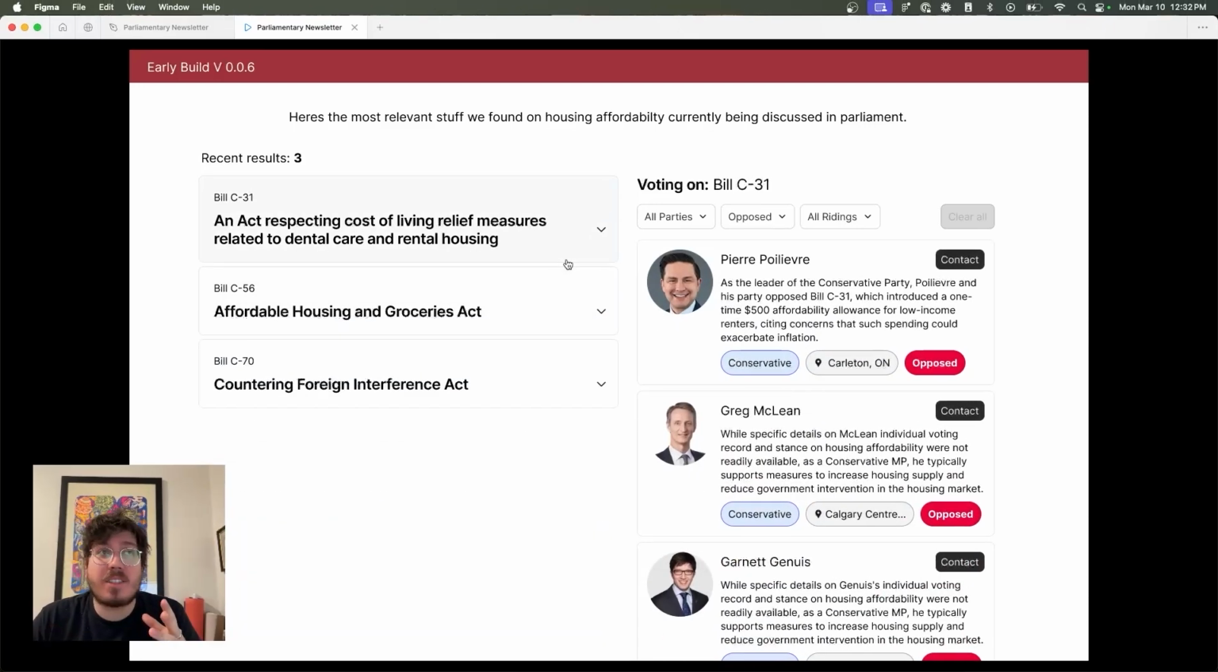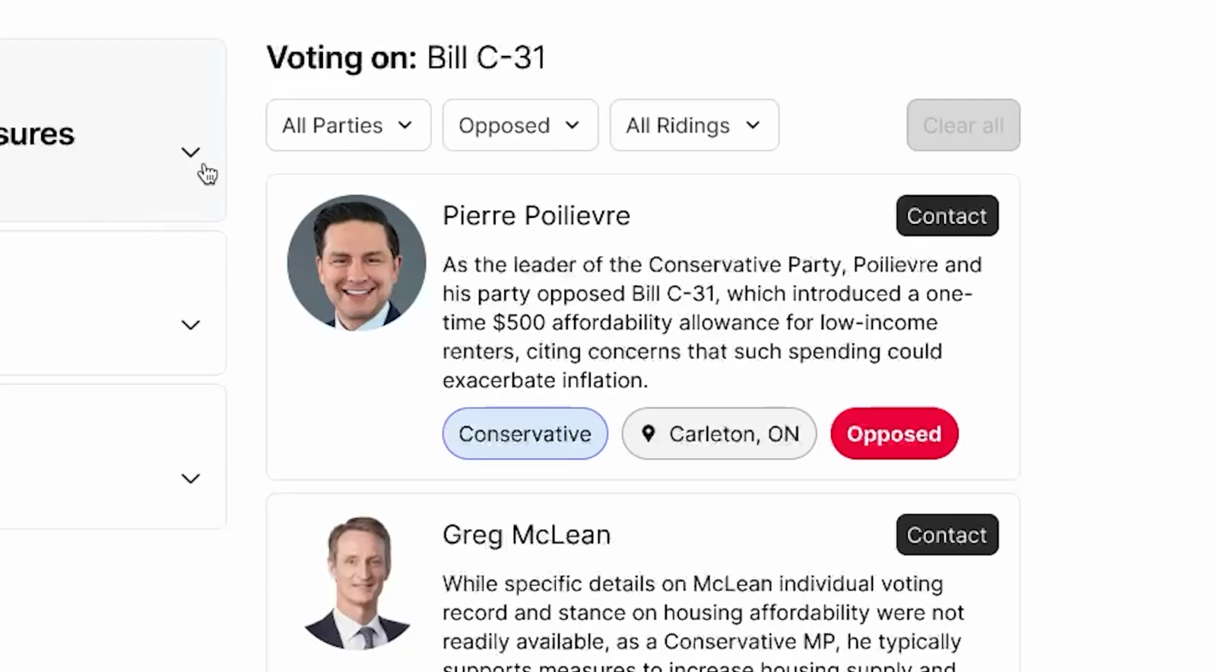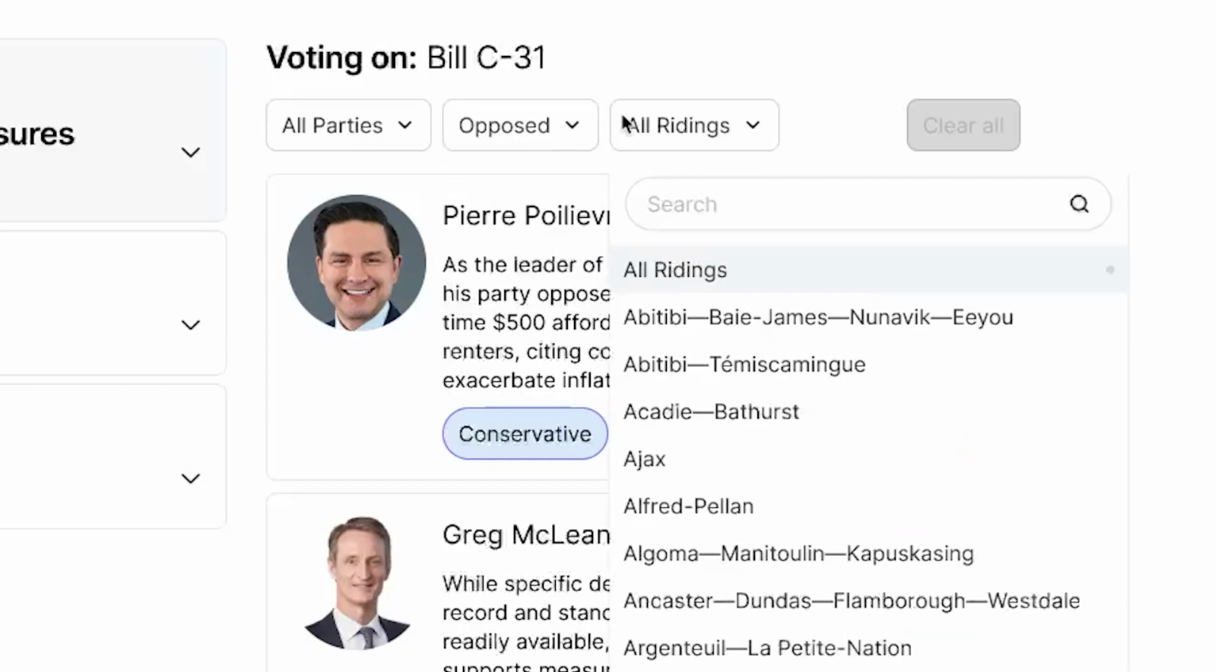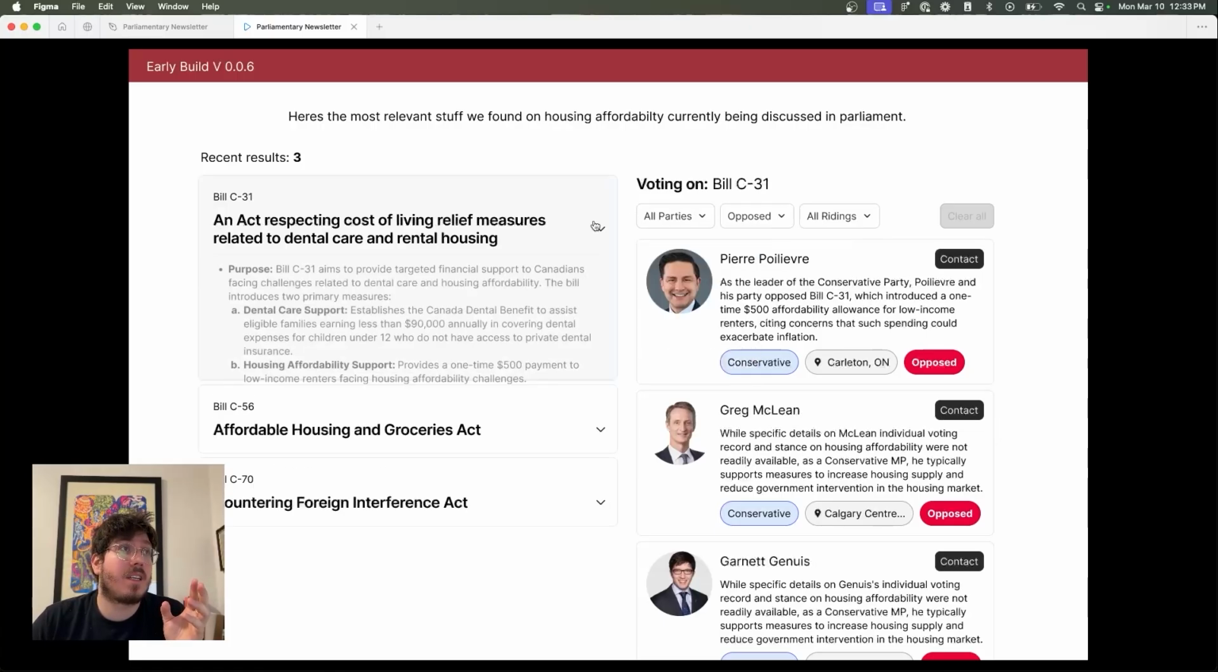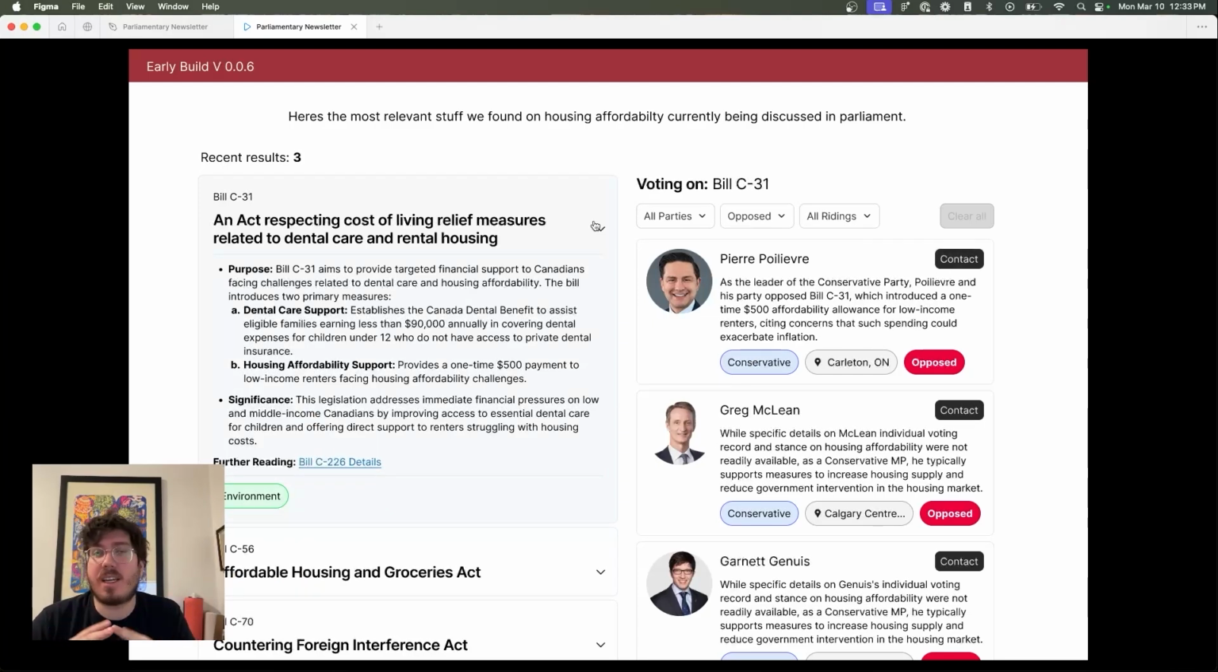In the MP section, we also have the ability to filter by party, and filter by whether they oppose the bill or not, in case you want to go find who actually is a strong supporter of the bills that you care about, and also to find your local riding. When you click to expand, you'll see a bit more details about the bill. This is just to give you a brief overview of what that bill is trying to accomplish, as well as its significance. And if you want to read more about it, obviously you can.